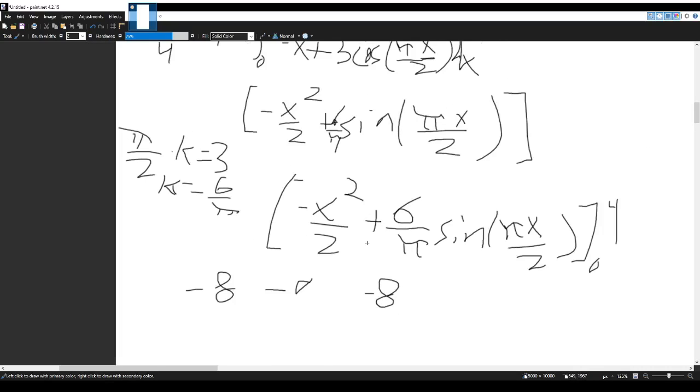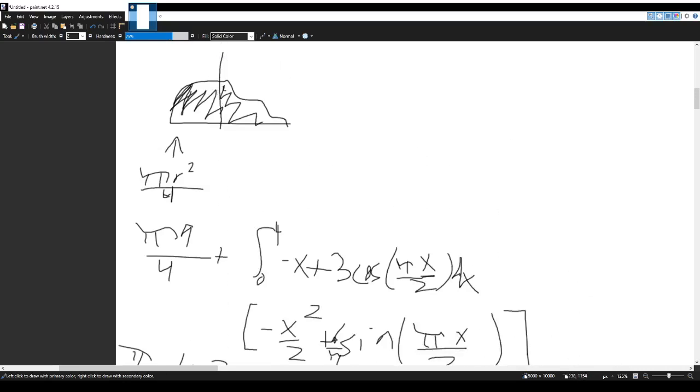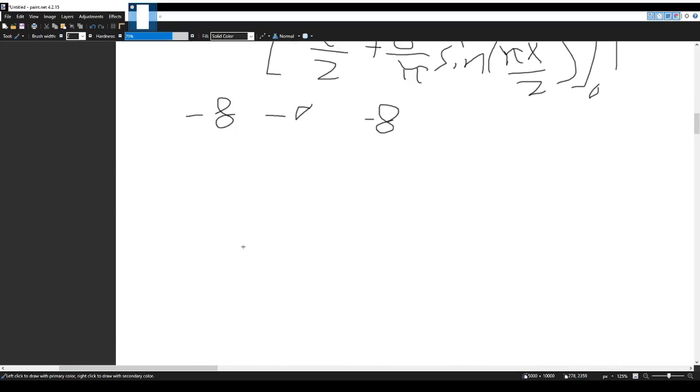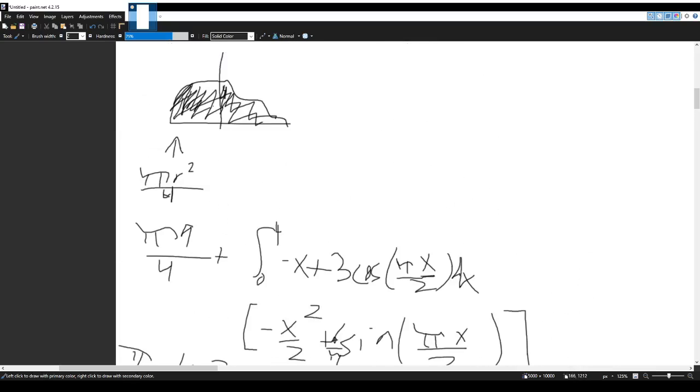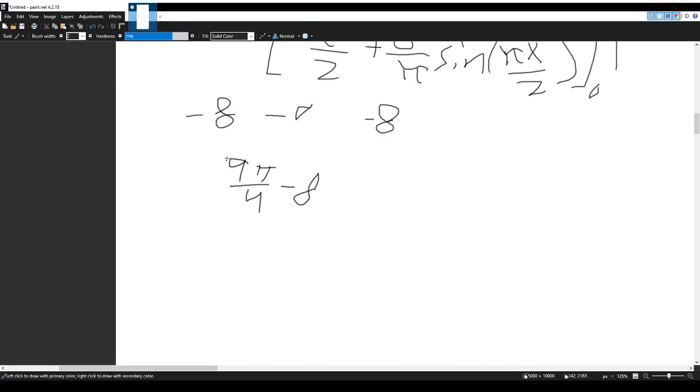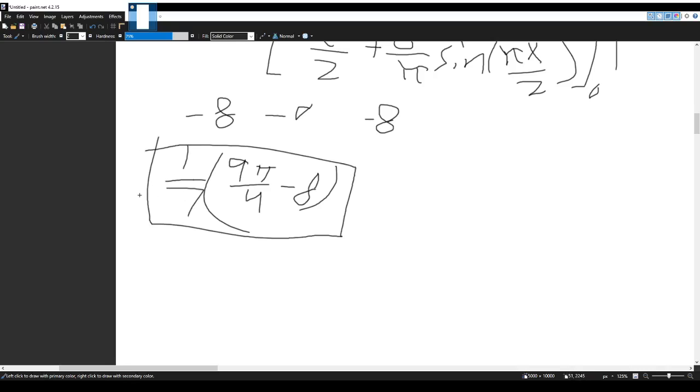So what was this part? This part was only the area from 0 to 4. So we have to now add this area, which was 9 pi over 4. So we have 9 pi over 4 minus 8. So this is the area of the entire thing, right? But now we want to multiply by 1/7, the fraction of the interval length. Negative 3 to 4 is 7, so we want to multiply by 1/7 to get the average value. So this times 1/7 is our answer for C.